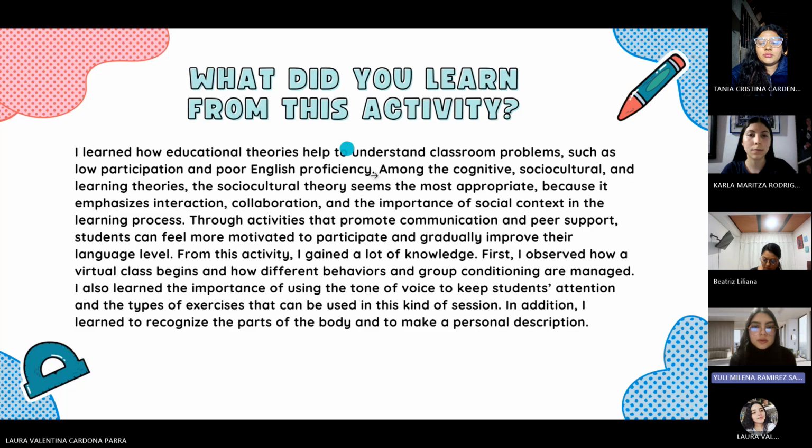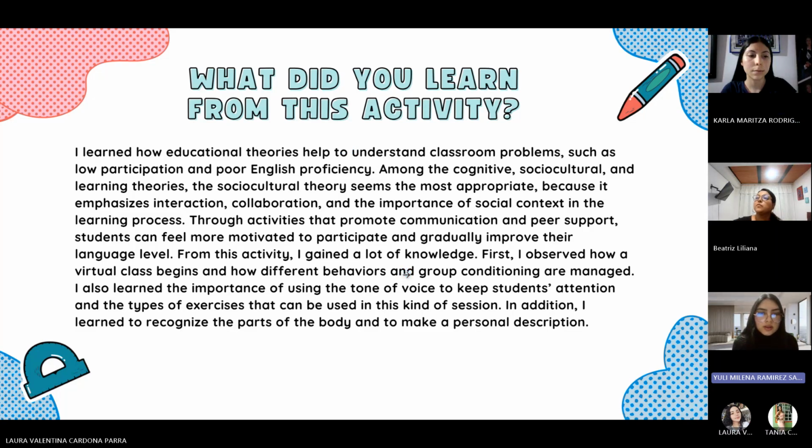What did we learn from this activity? We learned how educational theories help to understand classroom problems such as low participation and poor English proficiency. Among the cognitive, sociocultural, and learning theories, the sociocultural theory seems the most appropriate because it emphasizes interaction, collaboration, and the importance of social context in the learning process. Through activities that promote communication and peer support, students can feel more motivated to participate and gradually improve their language level. From this activity, we learned a lot of knowledge.